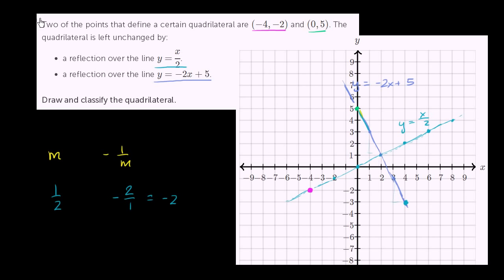The reflection, let me do that in that same color. The reflection of this point across y is equal to x over 2 is this point right over there. So now we have 3 points of our quadrilateral. Let's see if we can get a fourth.